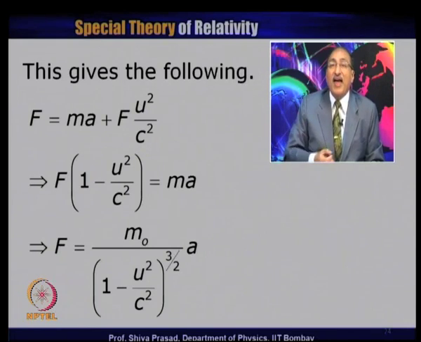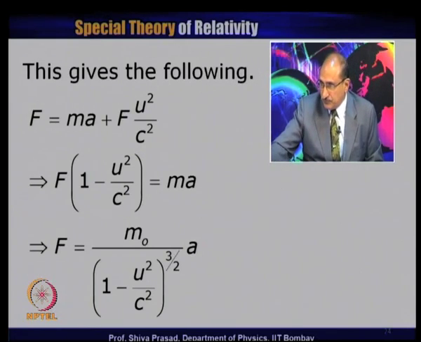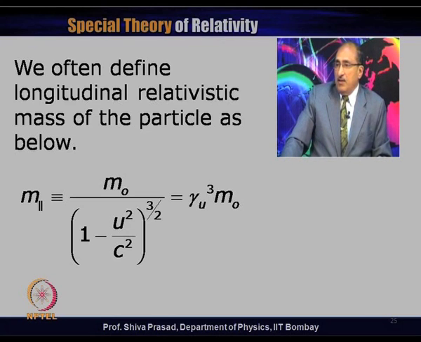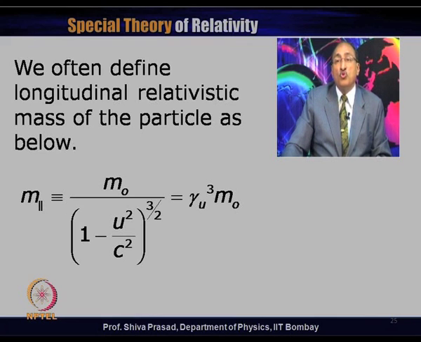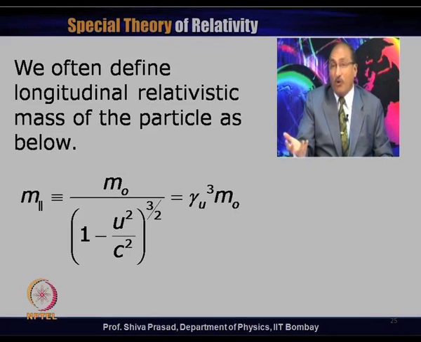So this is generally called a longitudinal mass. We often define longitudinal relativistic mass of the particle as m naught divided by 1 minus u square by c square to the power 3 by 2, which is equal to gamma u cube m naught. So if the motion of the particle is in one direction, the mass turns out to be gamma u cube times m naught. As far as the relationship between the force and acceleration is concerned, let us be very, very clear. This is the way it should be written.